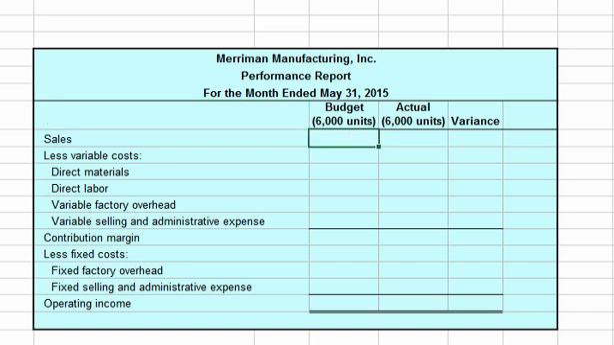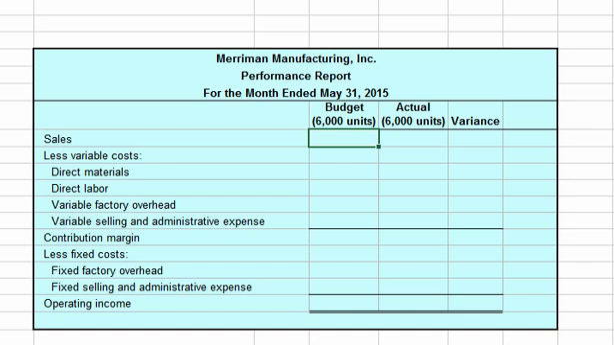All right, so let's start with sales. Let's just do the budget column first. Or I guess we could just do sales first. So let's look at sales. Let's read it first, though. That'd be the place to start. Merriman Manufacturing Incorporated has the following flexible budget formulas and amounts. So here are their budget numbers.